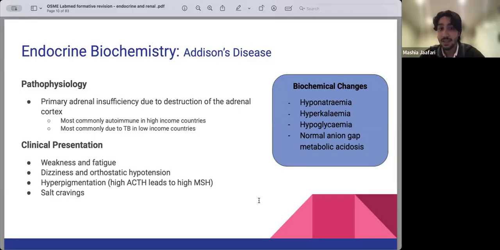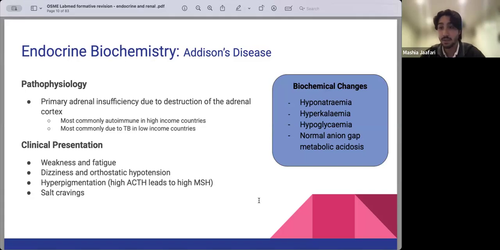So the reason for that is if you have low cortisol, if your adrenal cortex has been destroyed and your cortisol is low, your ACTH is going to try to go up to try to stimulate that adrenal cortex to make more cortisol. So your ACTH is going to keep on going up. And ACTH is made from a precursor called POMC. And POMC is cleaved to make ACTH and MSH. MSH is melanocyte stimulating hormone, and that stimulates your melanocytes to make pigment. So when you have high ACTH levels in Addison's disease, that leads to hyperpigmentation because you have all this high MSH as well, stimulating your melanocytes.